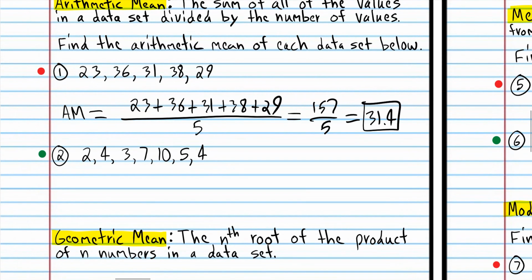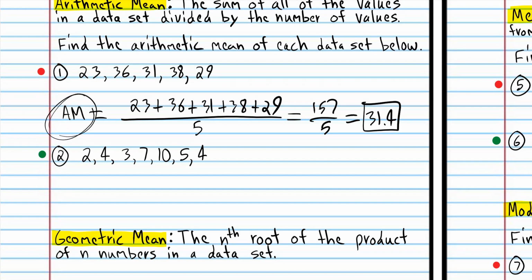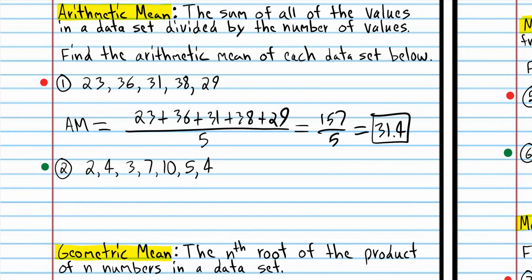So try number 2. We're not going to do a lot of these problems, and I'm calling this AM, which is arithmetic mean. So try number 2. When you come back, we'll do it together.